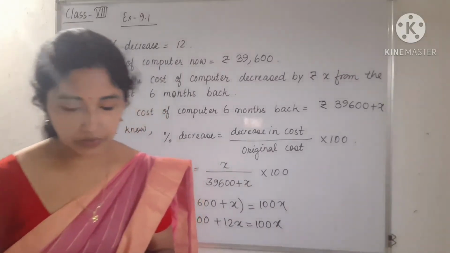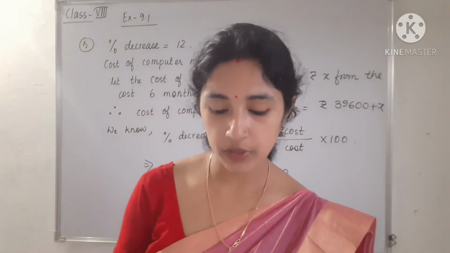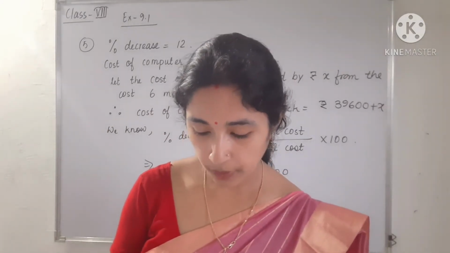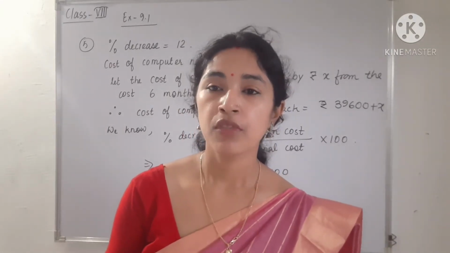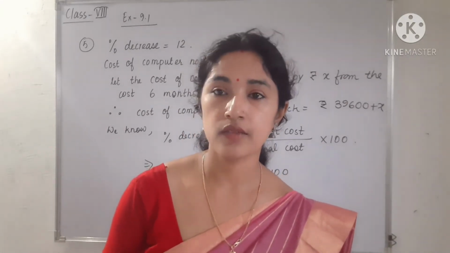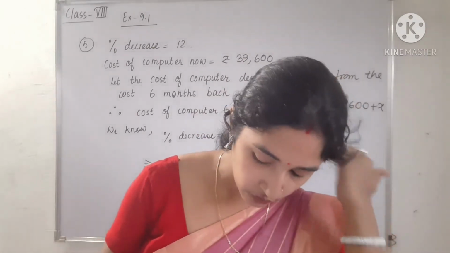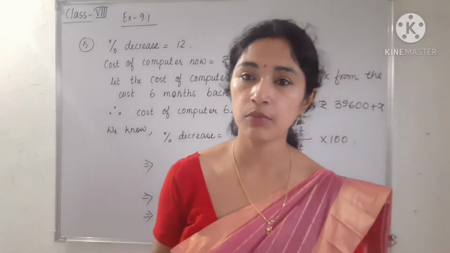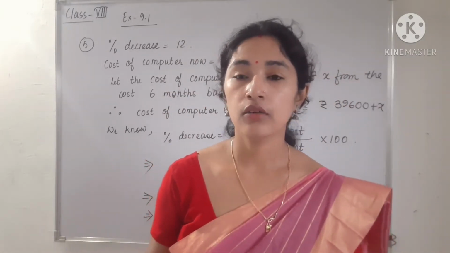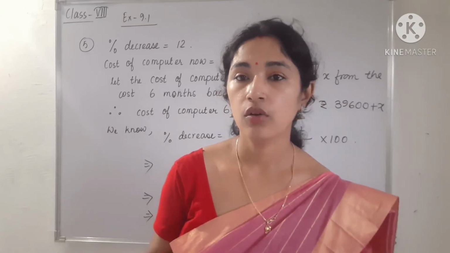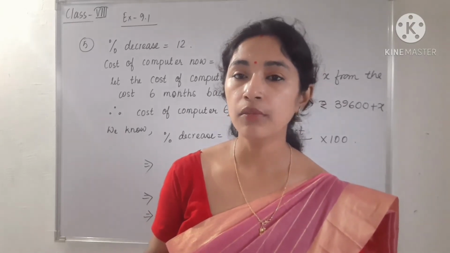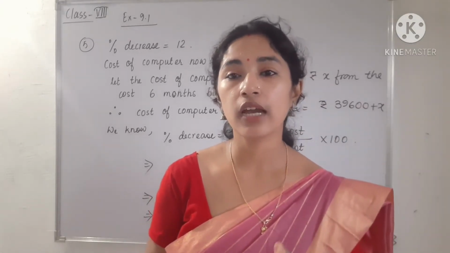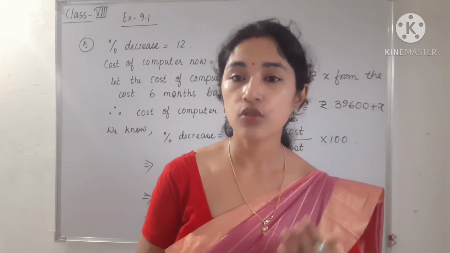Here it is given that the cost of a computer is rupees 39,600. In the last 6 months the price had come down by 12%. Okay, that means there is a percentage decrease, that is 12%. What was the price of the computer 6 months back? So according to the question, 6 months ago the price of the computer was more. Now the price has decreased by an amount, but we don't know that amount. But we know the present cost of the computer.